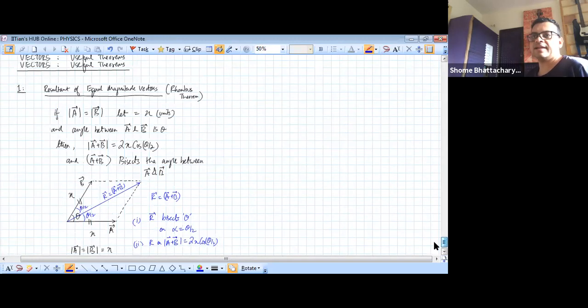Especially when we are doing things like adding forces in the next chapter, we'll see that if we are adding forces of equal magnitude, then the resultant is equal to 2 times that equal magnitude into cos of half the angle. These are extremely efficient theorems while doing problems in terms of saving time and energy. So you should remember these theorems, both the statement of the theorem as well as the proof that we're going to do next.